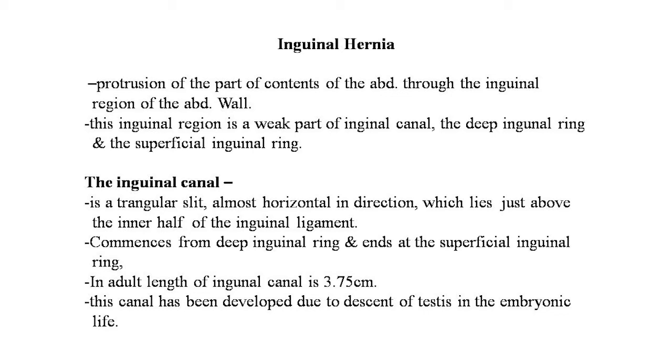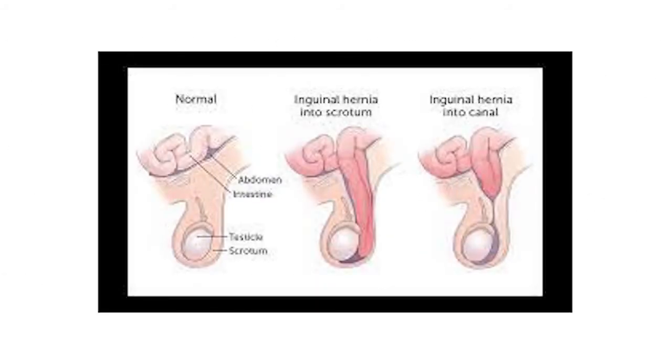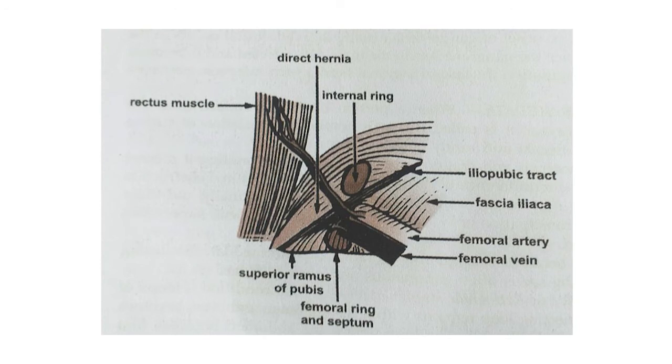This canal has been developed due to the descent of the testes in embryonic life. Dear students, you can see the image on your screen, that is the normal abdominal wall, normal internal deep rings. Here is the second image showing the inguinal hernia into the scrotum, and third is the inguinal hernia into the canal.